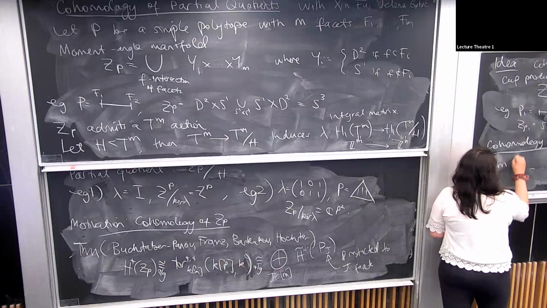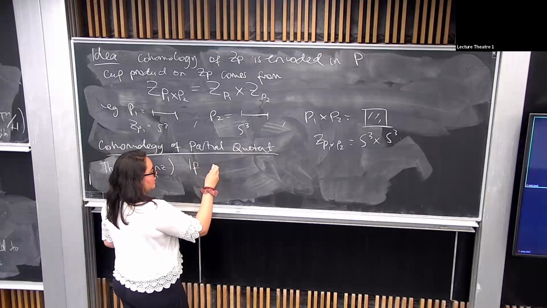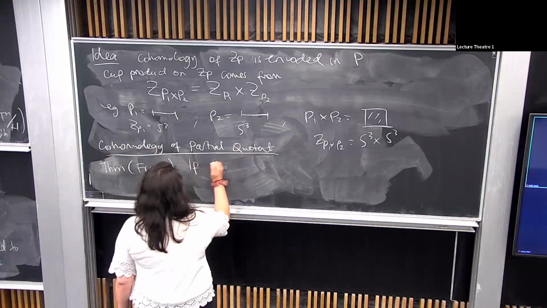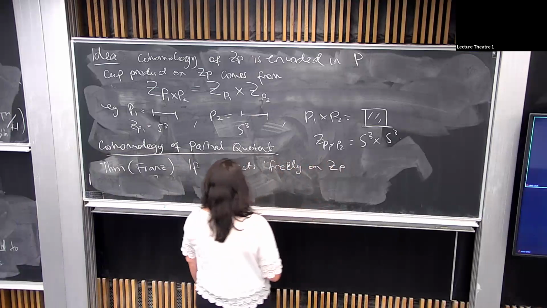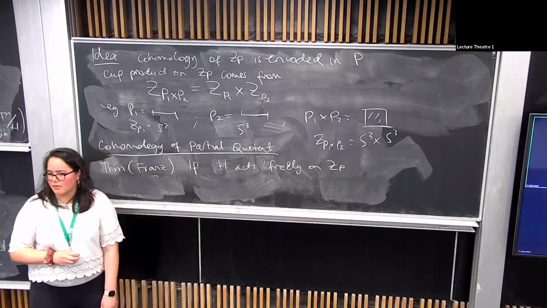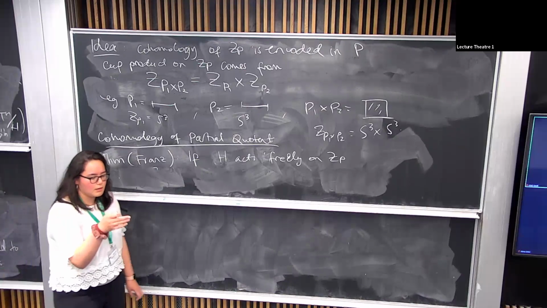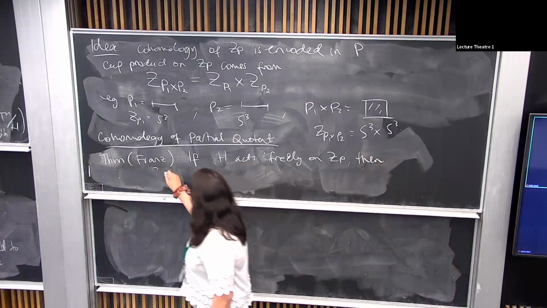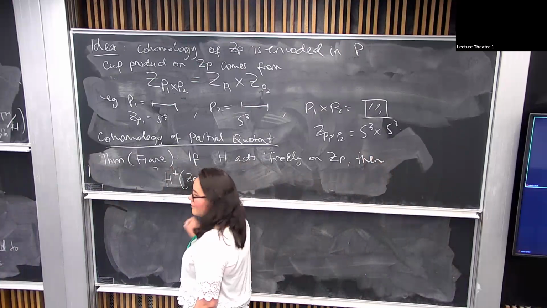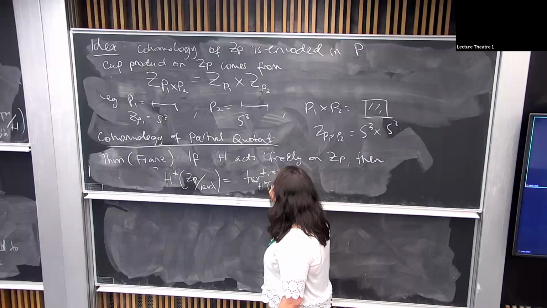For example, there is a theorem by Franz that says if H acts freely on Z_P, which just means that we don't end up getting an orbifold when we take the quotient, which is a condition on some determinants in some parts of the matrix lambda, then the cohomology of the partial quotient, which we write like this, is equal to the Tor over the cohomology of BH.